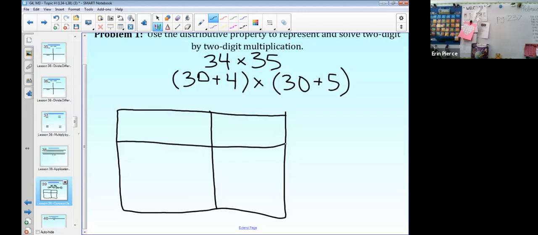All right, so our first number is 34. It's just a little bit backwards. 34 times 35. Match your board to my board.